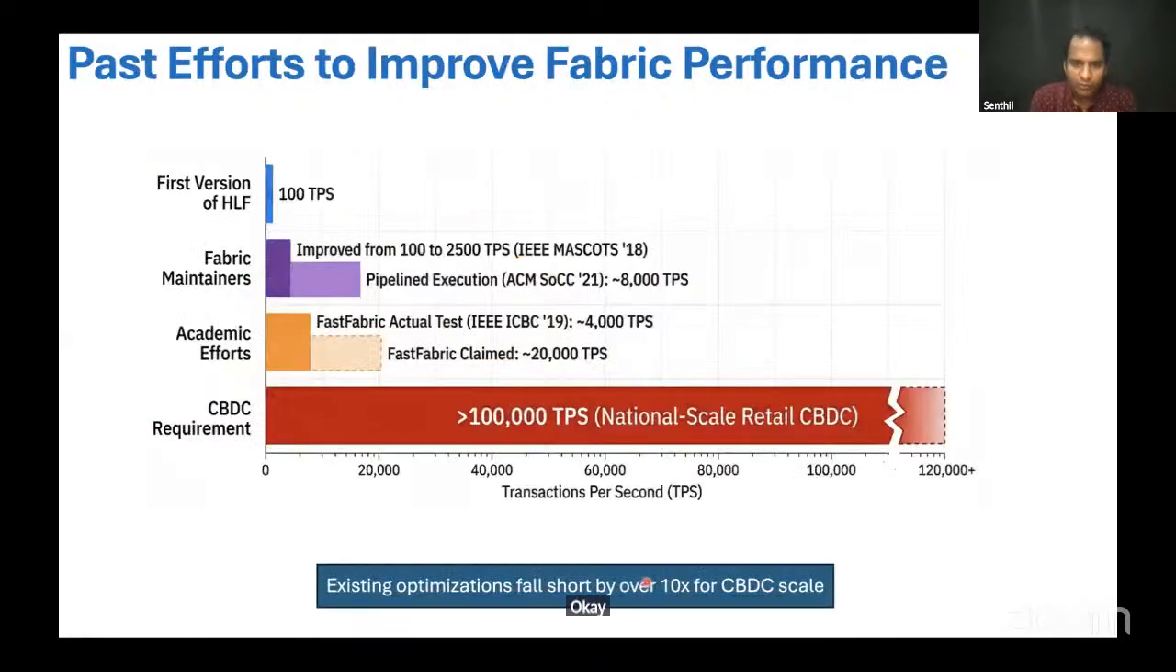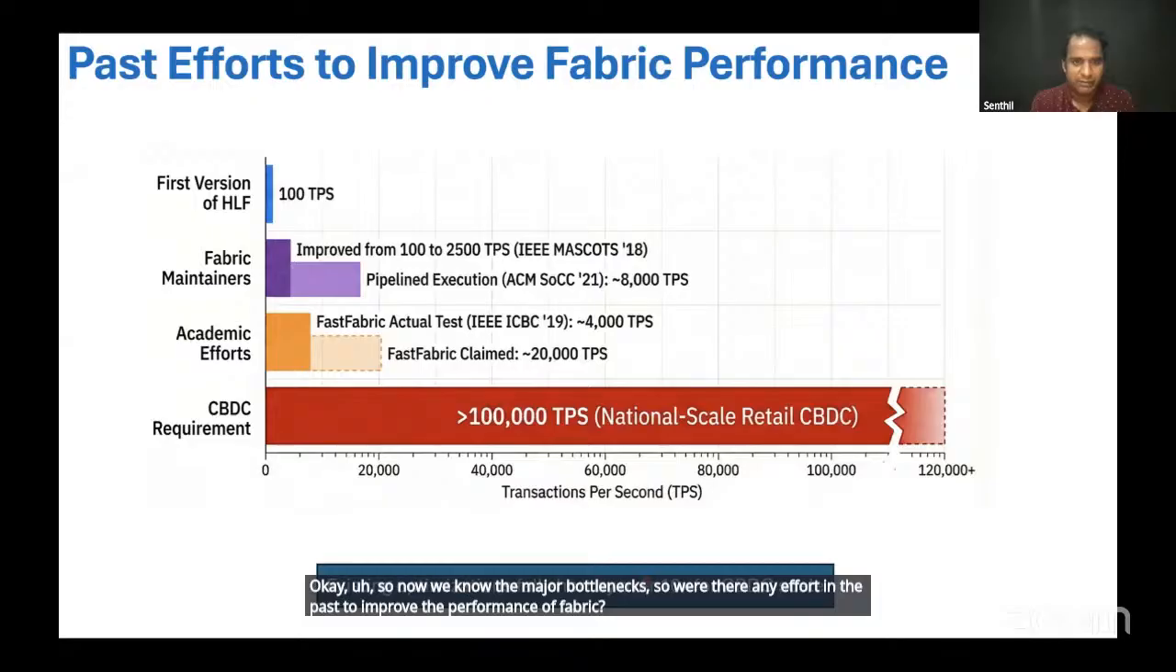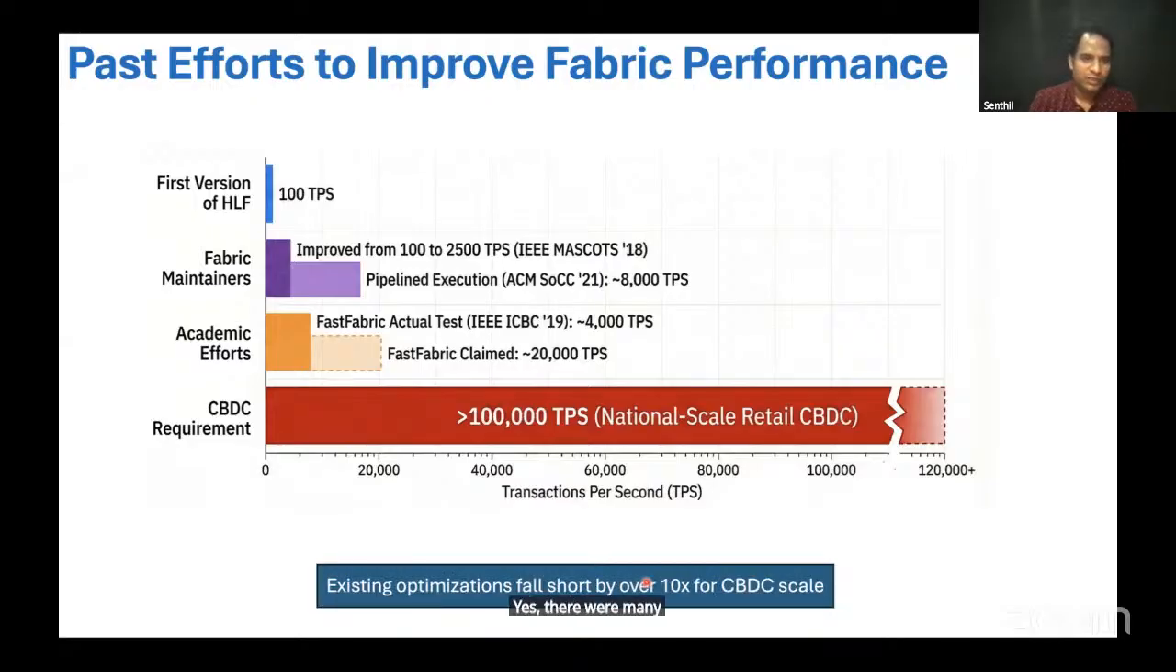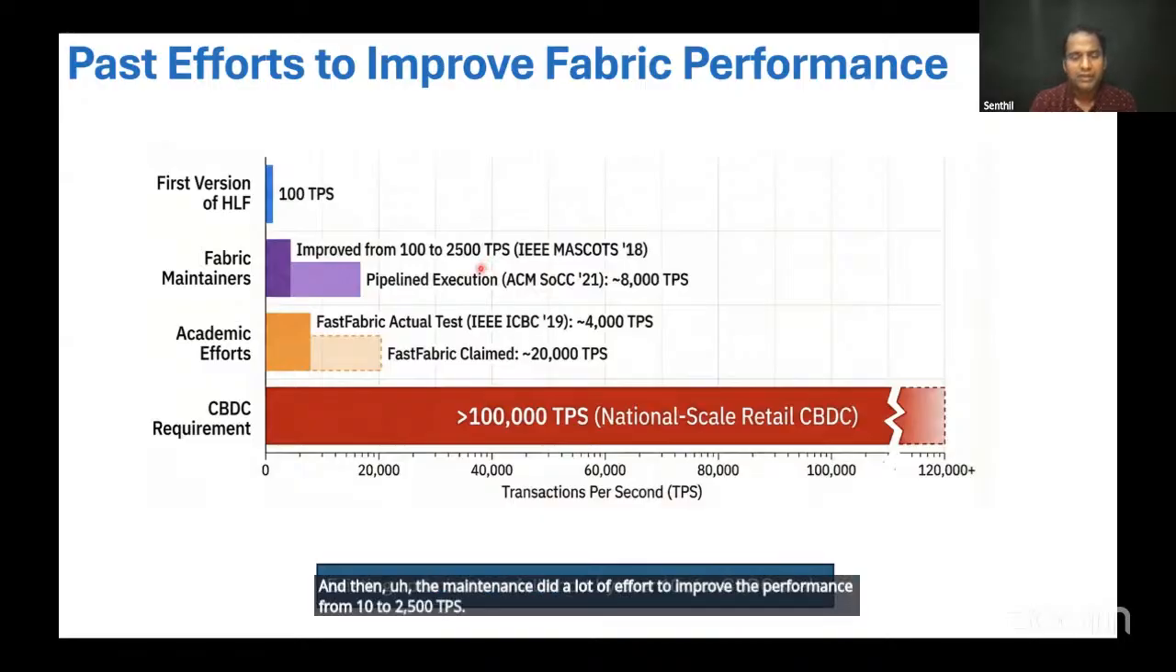Okay, so now we know the major bottleneck. So were there any efforts in the past to improve the performance of Fabric? Yes, there were many. As you all know, the first version of Fabric, v1.0, provided only 100 TPS. And then the maintainers put in a lot of effort to improve the performance from 100 to 2500 TPS.